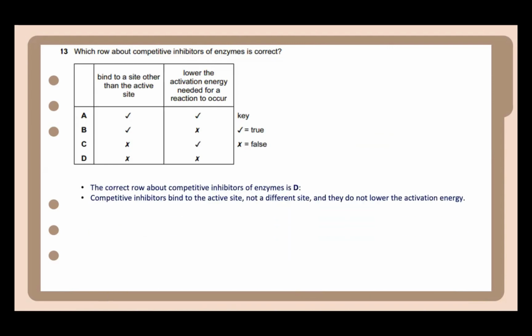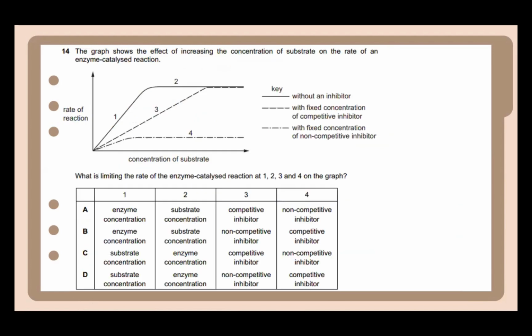Which row about competitive inhibitors of enzymes is correct? The answer is D. Competitive inhibitors bind to the active site, not a different site, and they do not lower the activation energy. The graph shows the effect of increasing the concentration of substrate on the rate of an enzyme-catalyzed reaction. What is limiting the rate of the enzyme-catalyzed reaction at 1, 2, 3, and 4 on the graph?